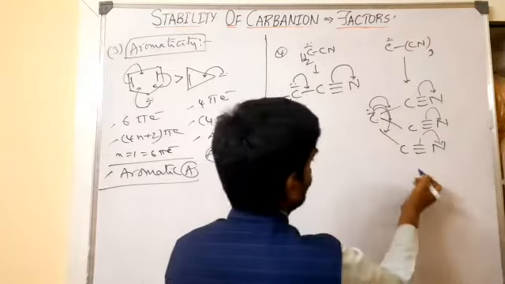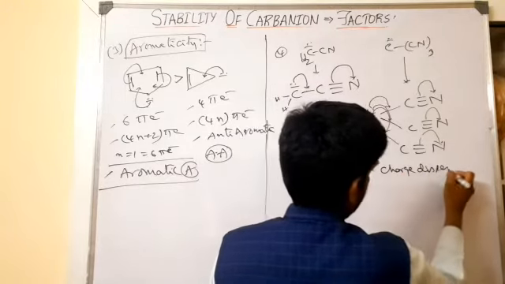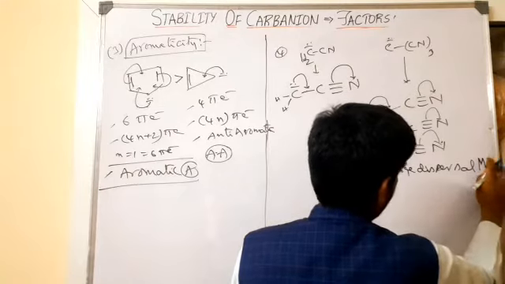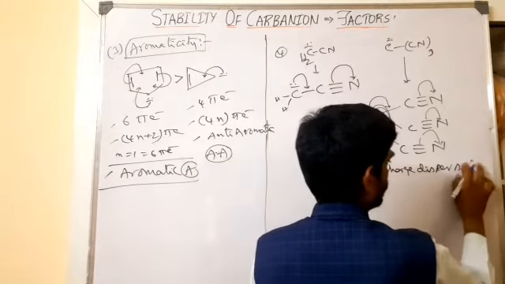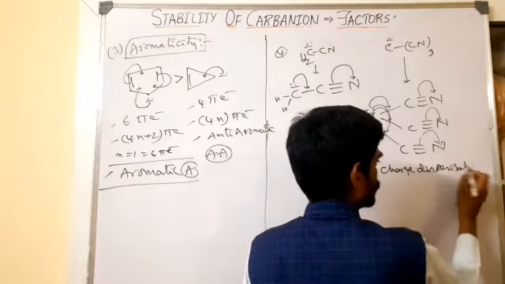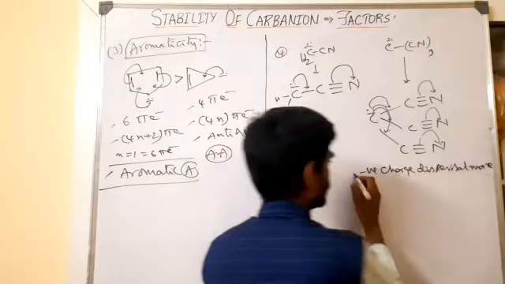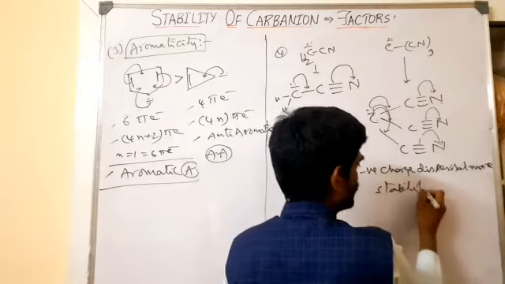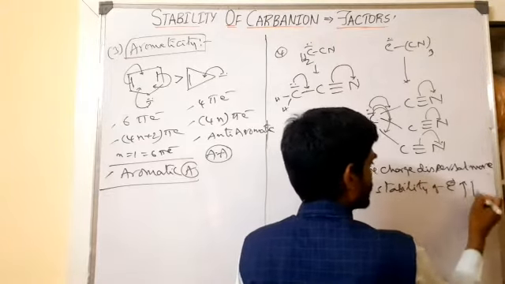So charge dispersal is more here. If negative charge dispersal is more, got it? Then what happens here? The stability of the carbanion increases. The stability of the carbanion increases more.